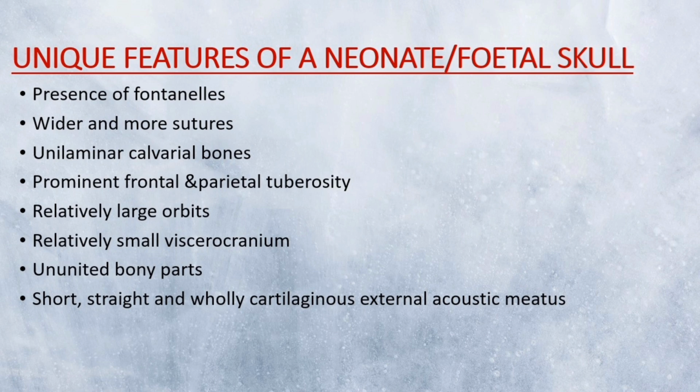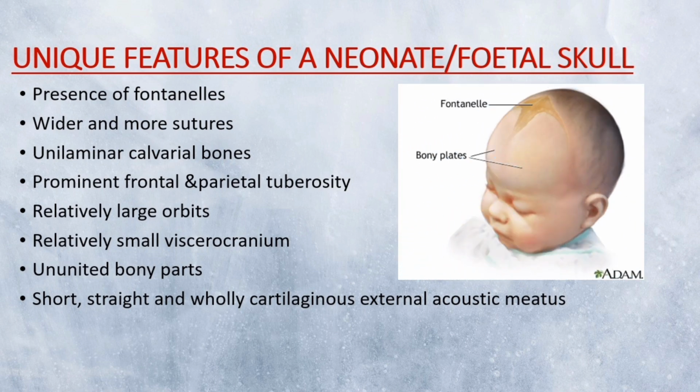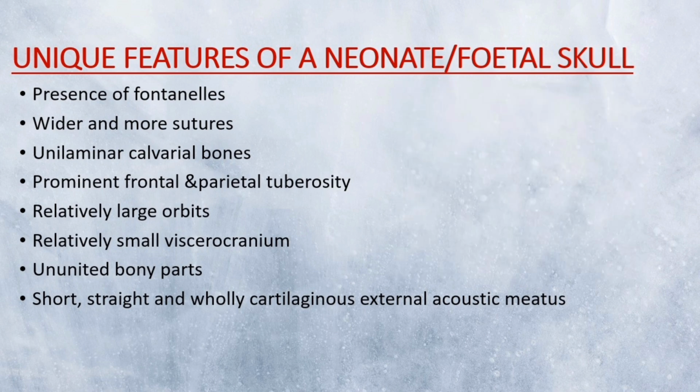fetal skull. The unique features include 1. Presence of fontanelles. Fontanelles are the edges of the bones of the calvarium which have not fully ossified, therefore making the junction of sutures appear wider. These are only found in neonates. There are 2 paired and 2 unpaired fontanelles.